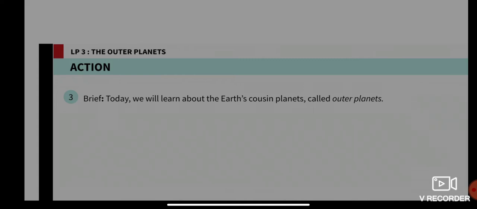Alright, so today we will learn about the Earth's cousin planets called the outer planets. Okay, so we have learned about the family of the Earth, right, which are very close to them. Now today we will learn about the Earth's cousin planets, that is the outer planets.